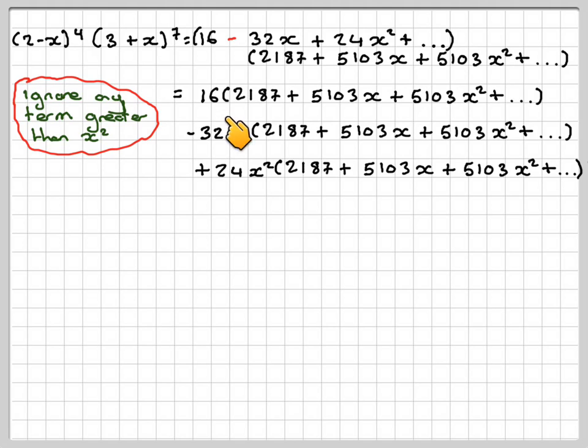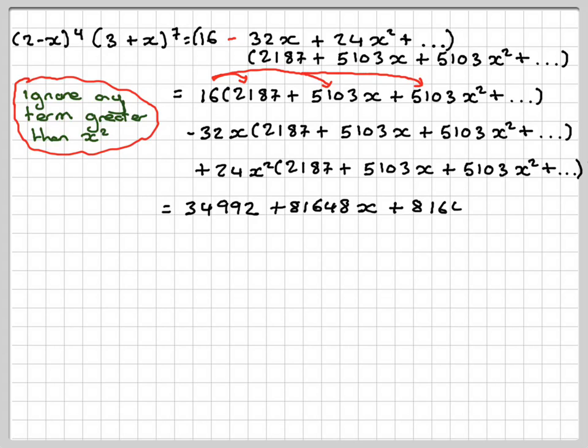So doing the first one, I've got 16 times 2,187, which is 34,992. 16 times 5,103x gives me 81,648x, and then 16 times 5,103 gives me the same number, 81,648x squared.